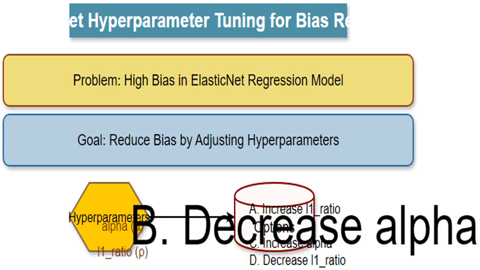Decreasing alpha is exactly what we need to fight high bias. Recall, a smaller alpha means weaker regularization, allowing for a more complex model that will better capture the data's nuances. This will directly reduce bias and improve our model's fit.